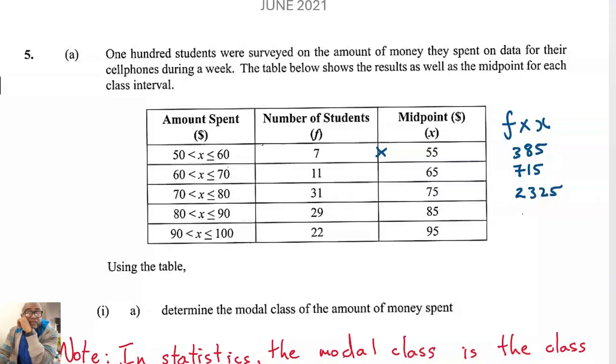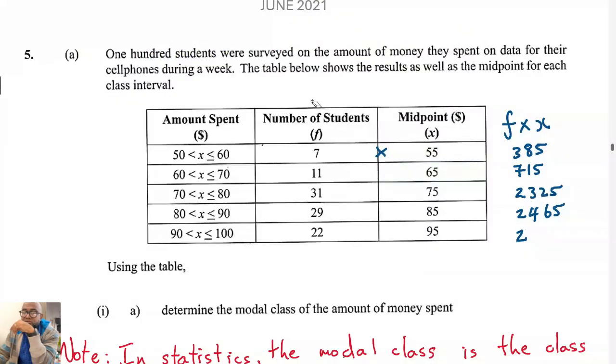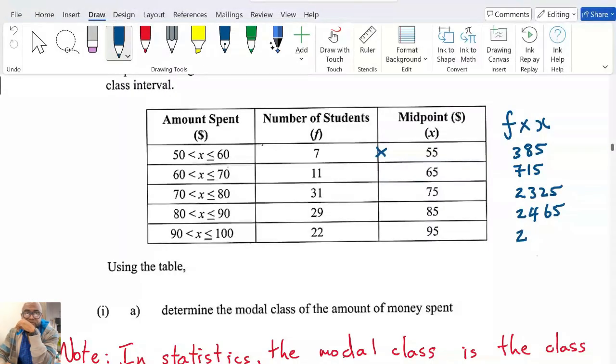29 by 85. 465. 22 by 95. 2,090. So 2090, right?